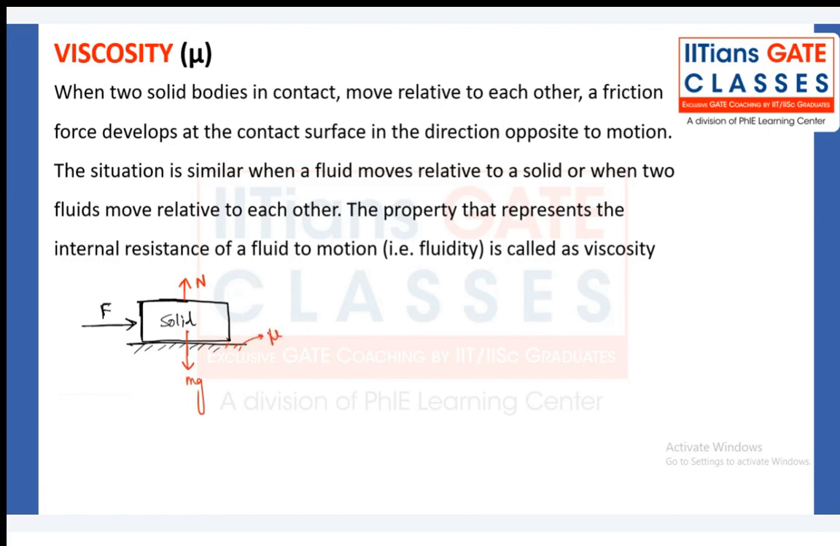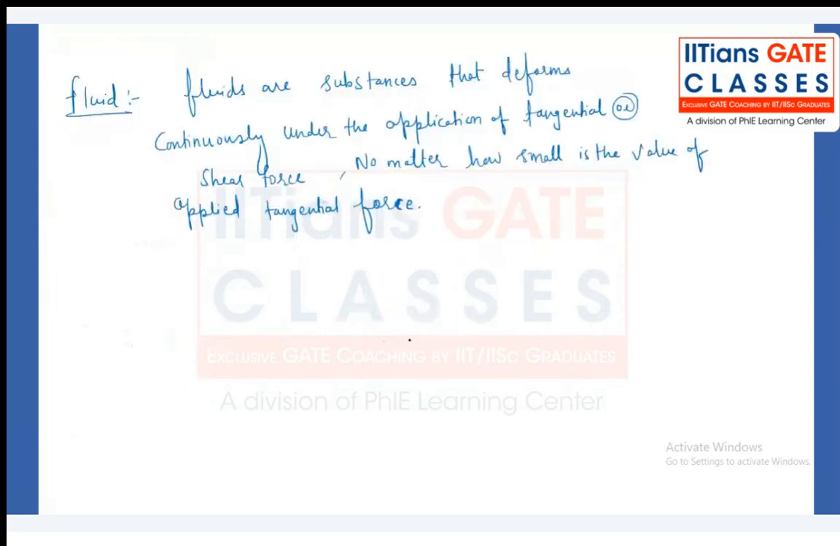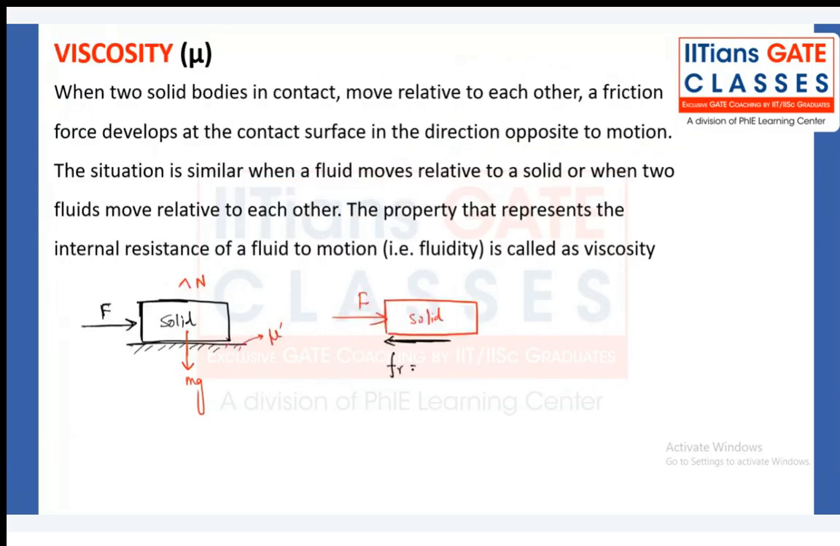Now understand. If this surface is a rough surface which has a coefficient of friction mu dash, what will be happening, my friend? If I draw the free body diagram of this solid object and apply the force F, the rough surface will try to offer some resistive force in the form of friction, opposite to the direction of motion. And what is the maximum value of this static friction force? Mu dash times N, right?